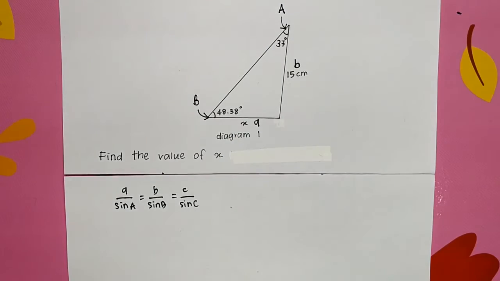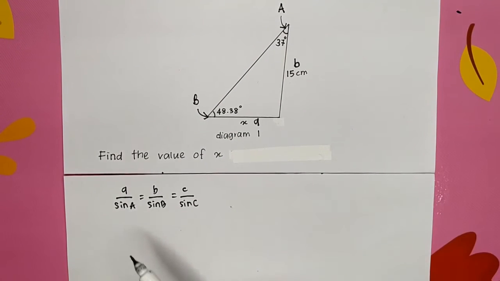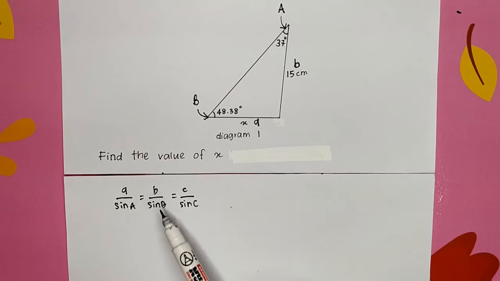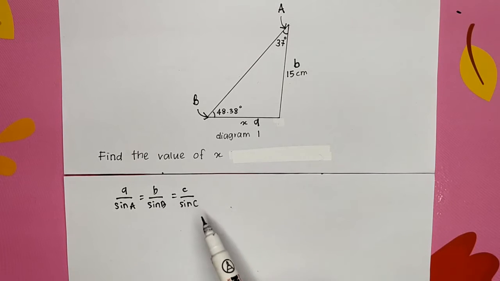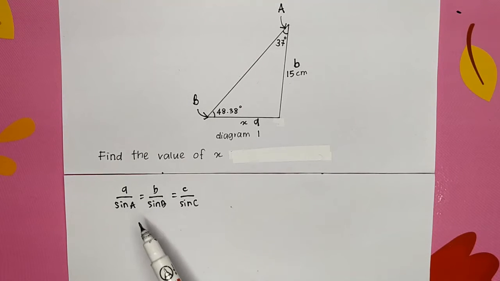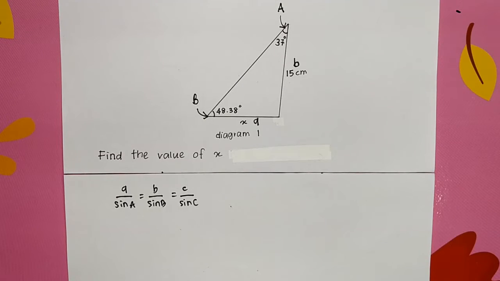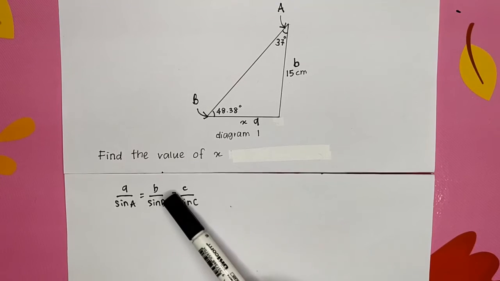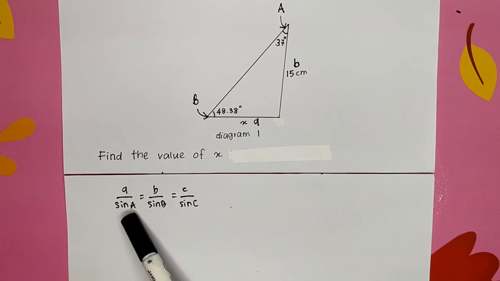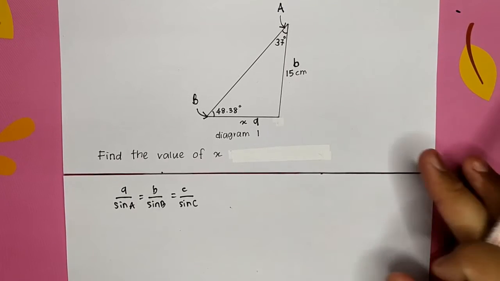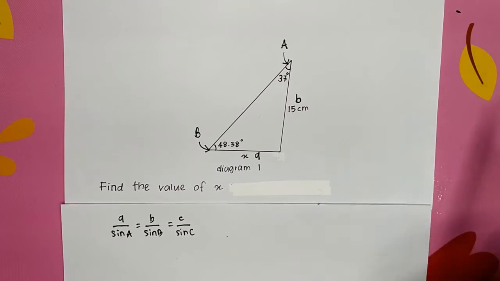It doesn't matter if you want to use a over sine A equal to b over sine B, or you can also use b over sine B equal to c over sine C, or a over sine A equal to c over sine C. It's all the same, so you can use any of it. But for me, I will just use a and b, which is a over sine A equal to b over sine B, because I already labeled my diagram.